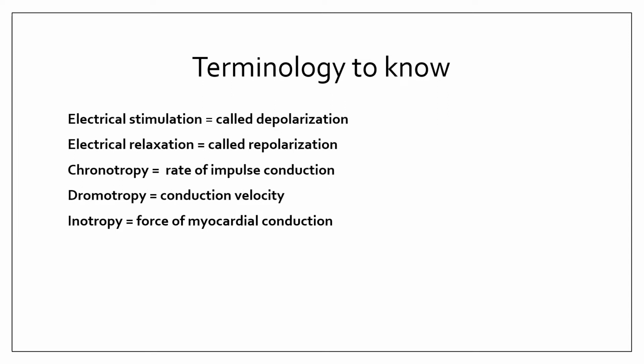And then we have dromotropy, which refers to the speed of electrical conduction, especially through the AV node. So a positive dromotropic effect increases conduction speed, whereas a negative dromotropic effect slows conduction. And lastly, we have inotropy, which refers to the force of myocardial contraction. So a positive inotropic effect increases contractility, and a negative one decreases that contractility.